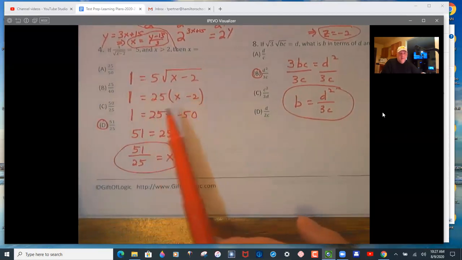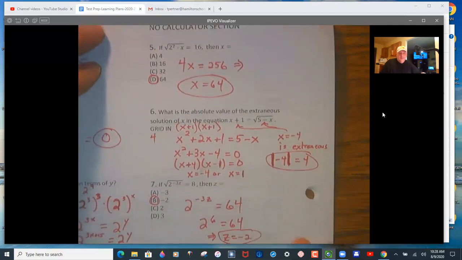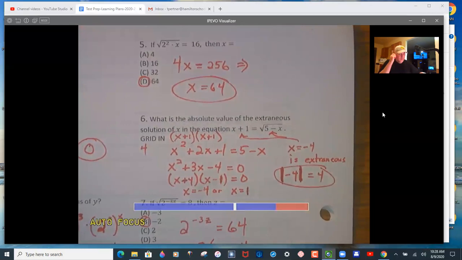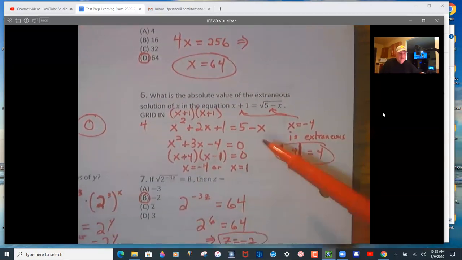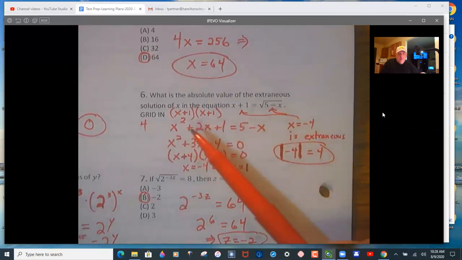And then square both sides and solve out for x. So there's that squaring of both sides to solve for x. Here's another one where you're squaring both sides. Again, a little work because you got to square 16 to get it. Okay, another squaring both sides to remove the square root.